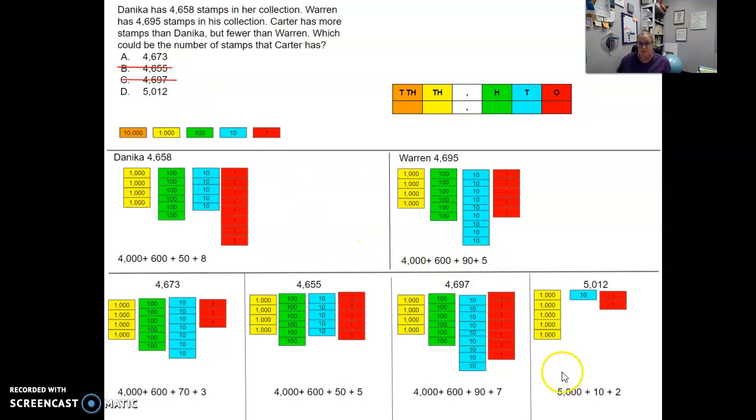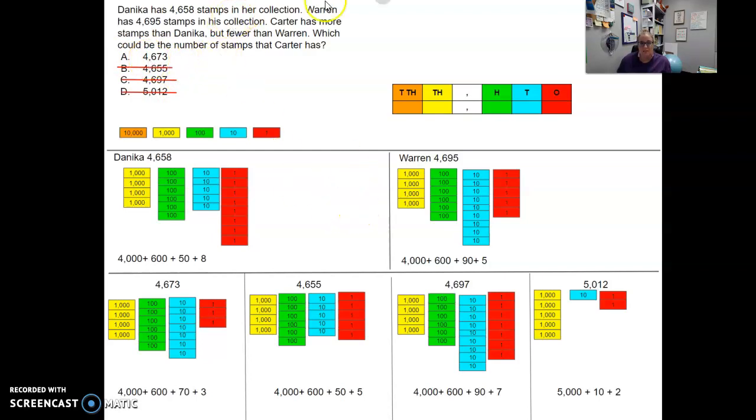Now the next one says 5,012 compared to 4,695. Well, 4,000 and 5,000. 5,000 is greater than 4,000. So since it's greater, I already know that this one can go away because it has to be smaller. So when I do that, I see that I'm left with letter A. So let's double check it one more time.